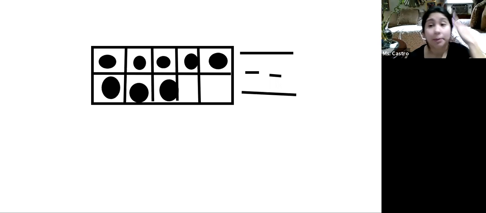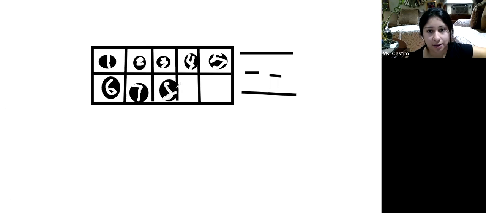So your job, what I recommend, instead of counting with your finger, is to label the circles. It makes it easier and better for you to understand. Okay, so I'm going to label 1, 2, 3, 4, 5, 6, 7, 8. So if I counted and labeled 8, what number do I write on the line?